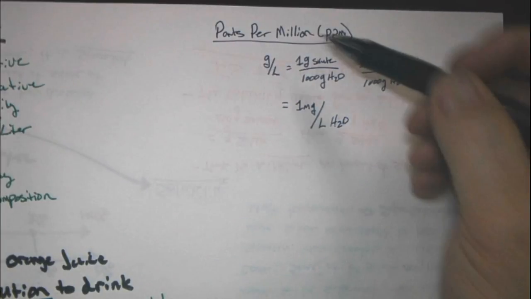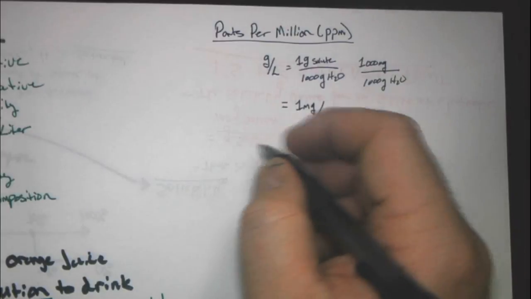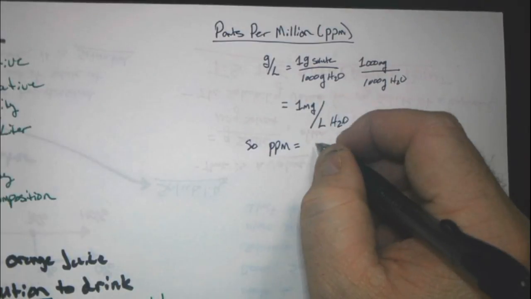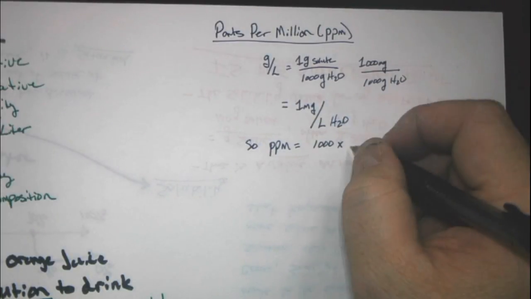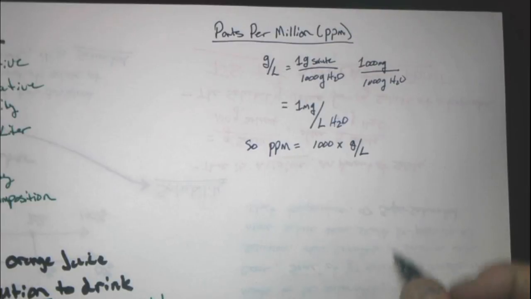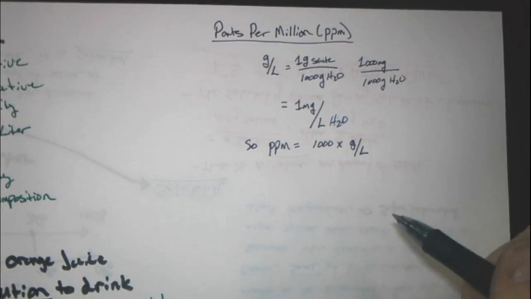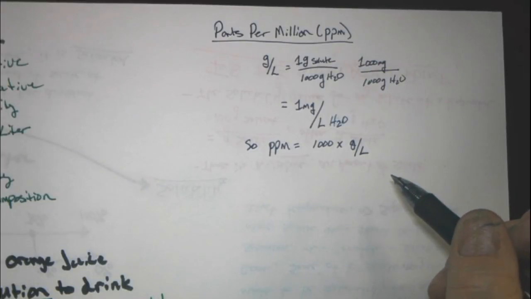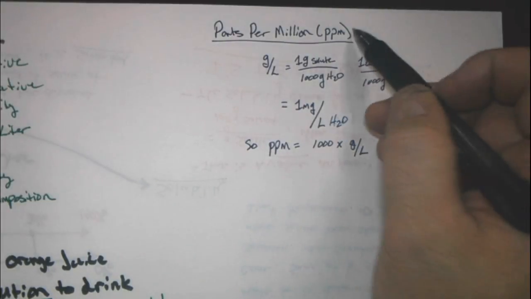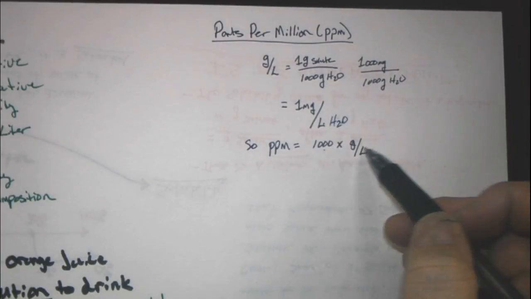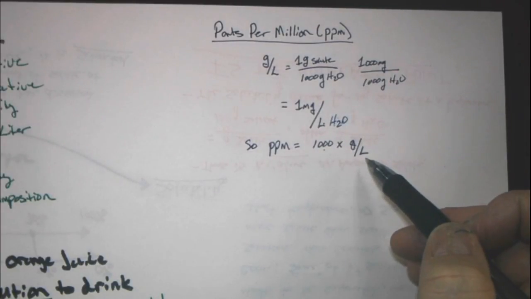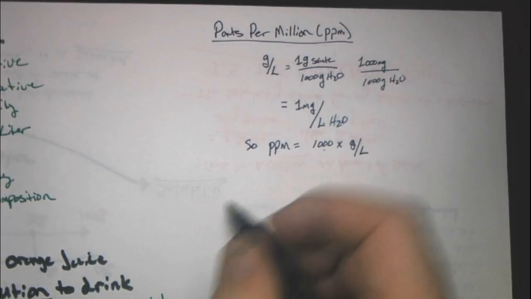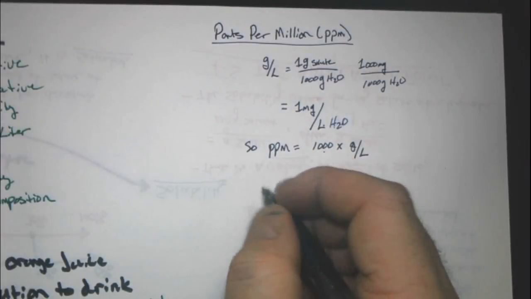All right, so essentially parts per million is equal to 1,000 times the grams per liter. You guys follow? Okay, so parts per million equals milligrams per liter, or it's 1,000 times the grams per liter to make it milligrams per liter. Okay, this one's a pretty easy calculation.